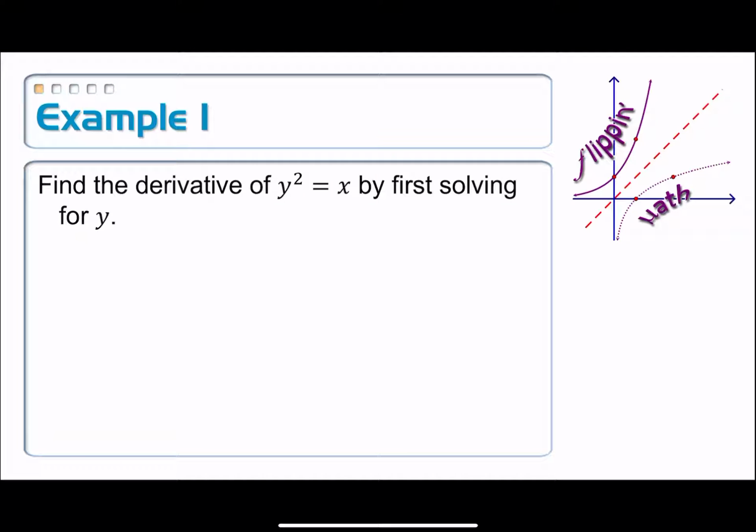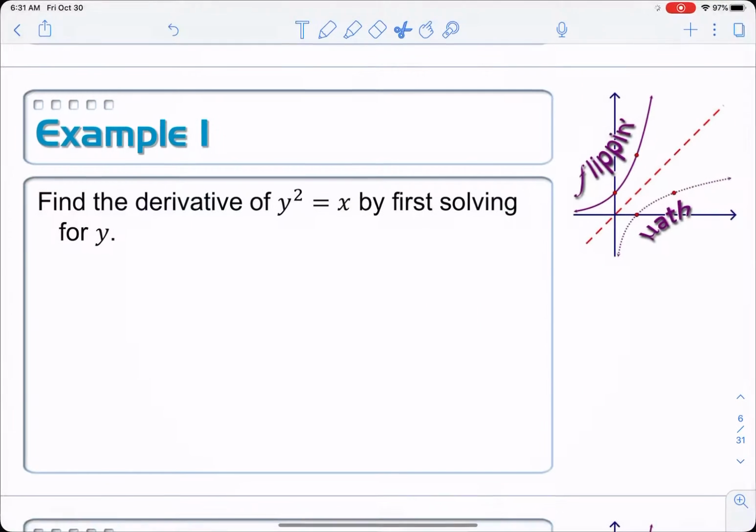For example 1, find the derivative of y squared is equal to x by first solving for y. So we have ourselves an implicit equation. Y is not a function of x, it is two functions of x, as we saw from a previous exercise. And one of the ways to take the derivative, of course, is to solve for y, get the explicit equations for y, and then take the derivative normally, like this.